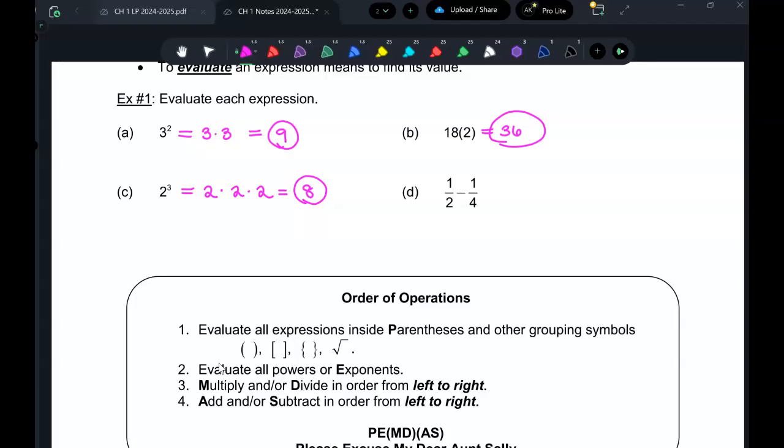Okay, D. Who can help me with D? Jackson? So you do a common denominator. The common denominator of 4 and 2 is 4 because what goes into both of these? 2 goes into 4 and 4 goes into 4.